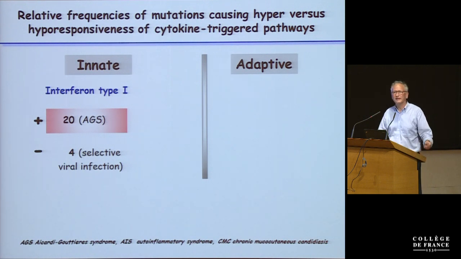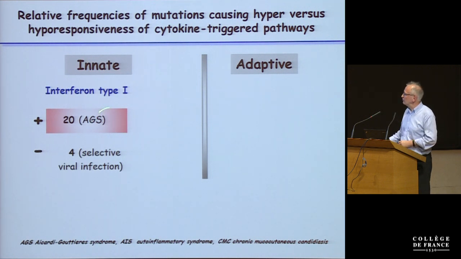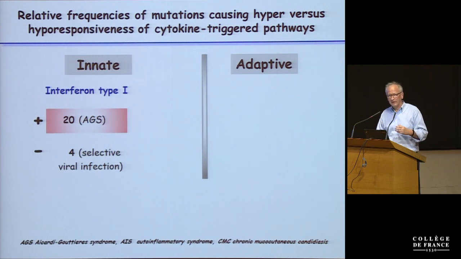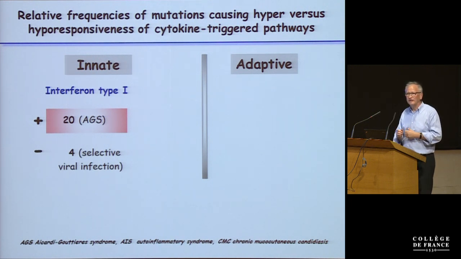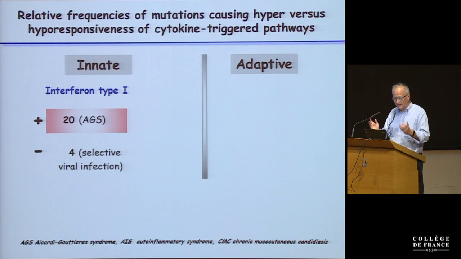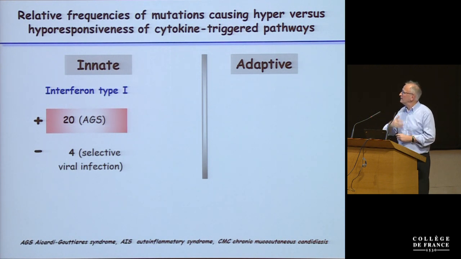monogenic diseases that are characterized by an excess of production of type 1 interferon. These are the so-called Aicardi-Goutières syndrome and associated with inflammation in the brain as well as autoimmunity, lupus-like. So there is quite an imbalance between gain of function and loss of function lesions in terms of frequency for the interferon type 1 pathway.